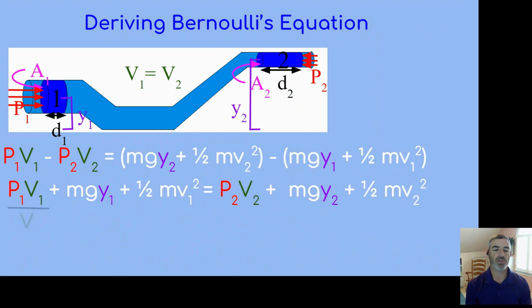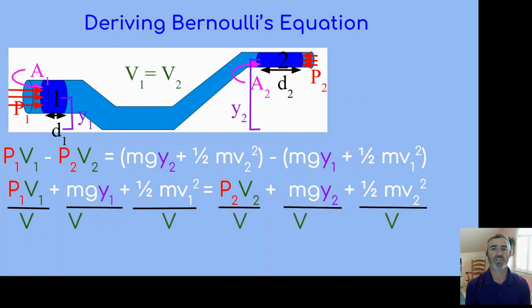So if we divide each of those terms by volume, we're going to simplify this equation a little bit. It's still going to be long, but we're going to simplify it a little bit. So we know the volumes are the same at 1 and 2, so we're going to cancel that out and leaves us with P1. We can cancel out V2 in the volume, and that's going to leave us with P2.